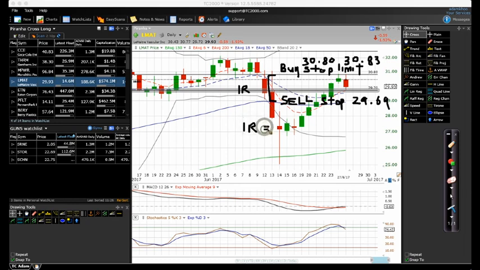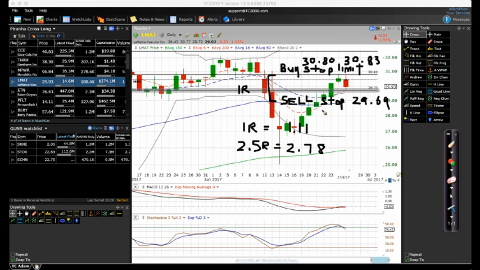So 1R distance, or the risk per share, is 30.80 minus 29.69. So let me just grab my calculator and punch it in. So 30.80 minus 29.69. So that is $1.11. So that's my risk per share. So where must I place my target price? My target price would be 2.5R above the entry price, right? So 1.11 times 2.5, that's 2.78.